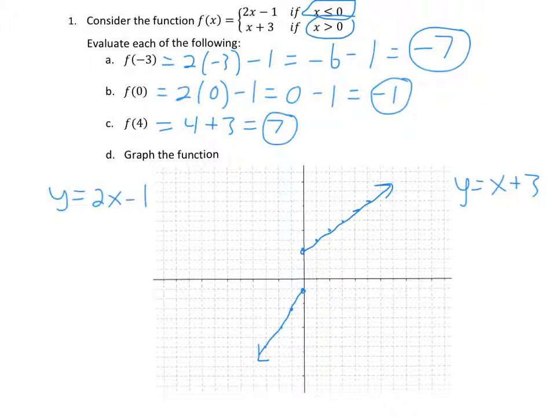Now the point right where x equals 0, we wouldn't want to include that because 0 is not greater than 0. So we're going to leave an open circle right there to show that point is not included. Okay, this point down here is included, so you'd make a solid dot.